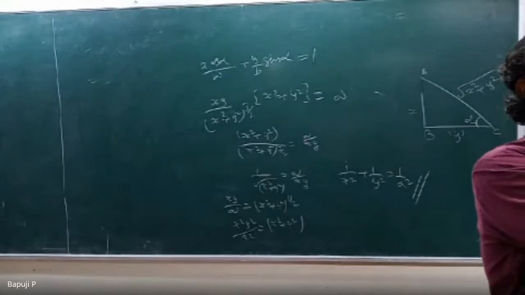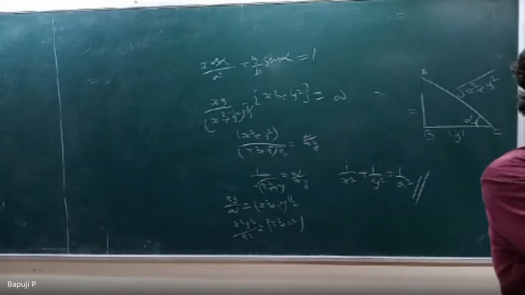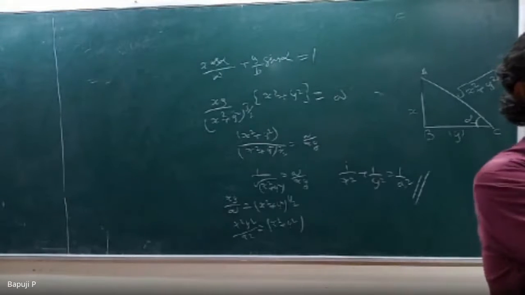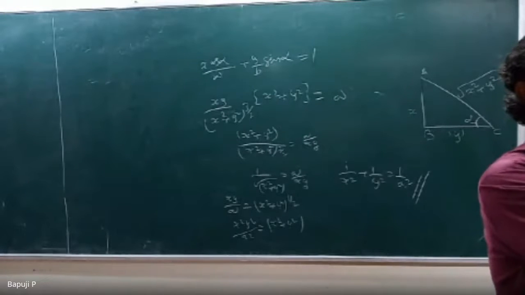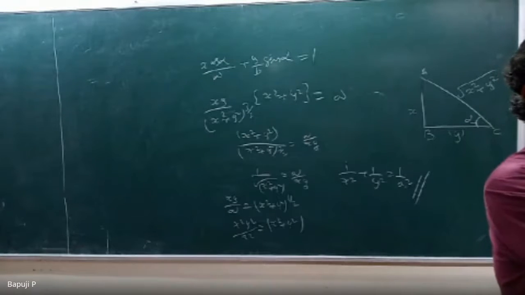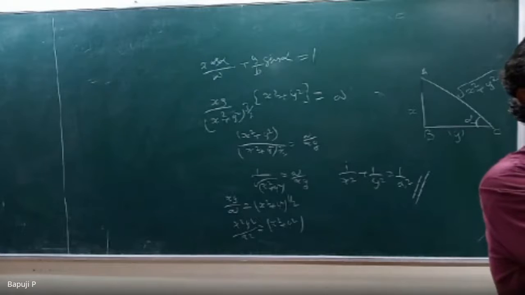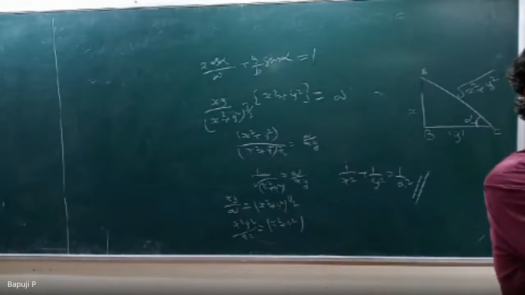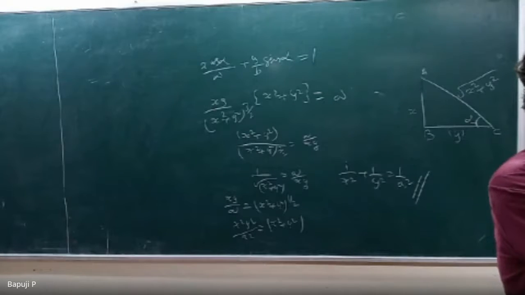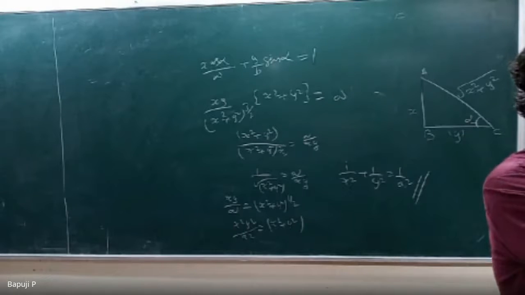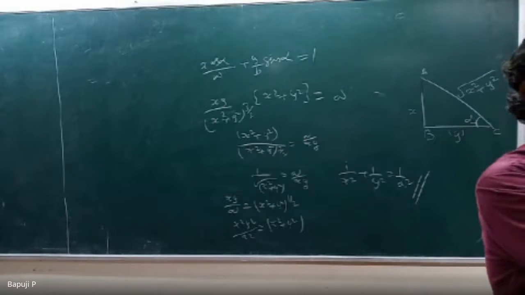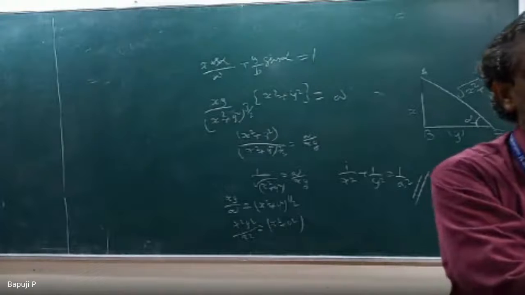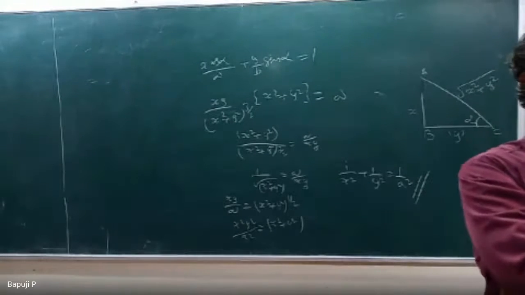Equation of tangent of the ellipse at x1 y1, does anyone remember? The general formula for the equation of tangent. What will you write? Are you there, all of you? Equation of tangent at x1 y1 of the ellipse, the formula is what?